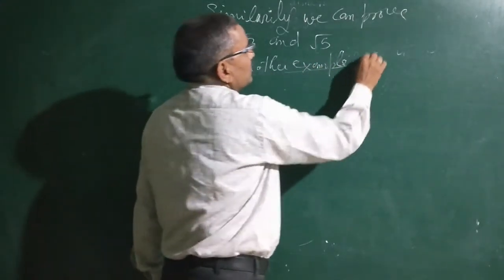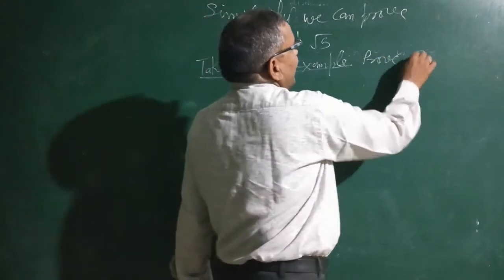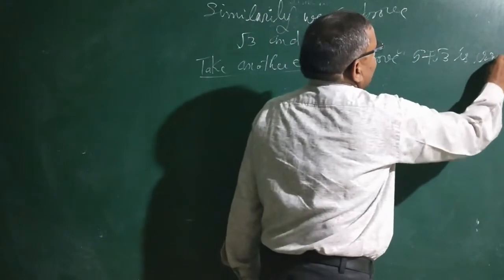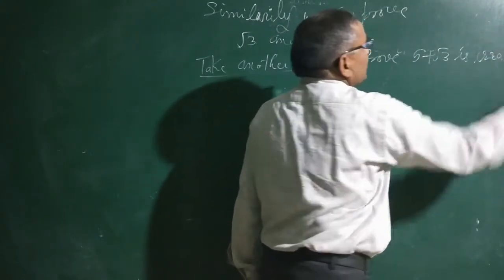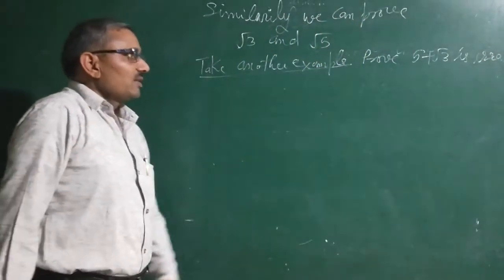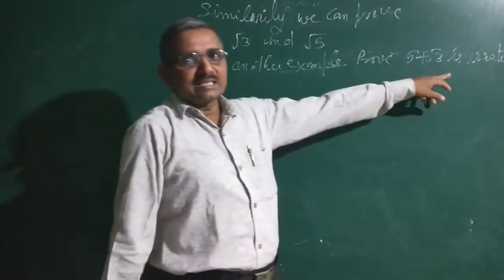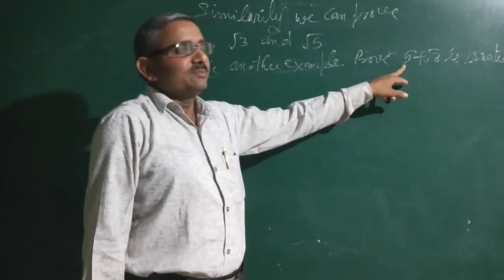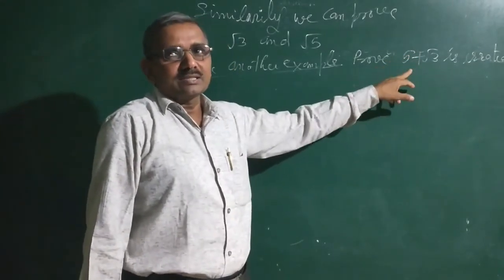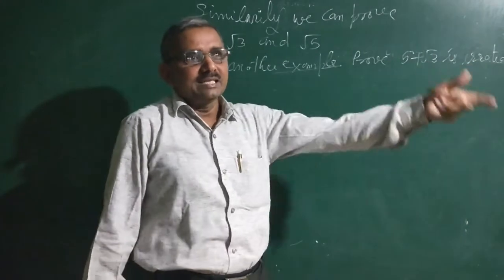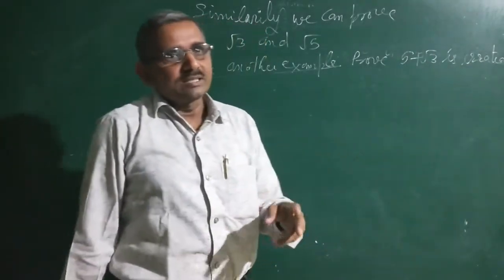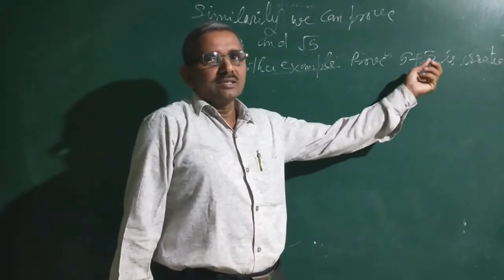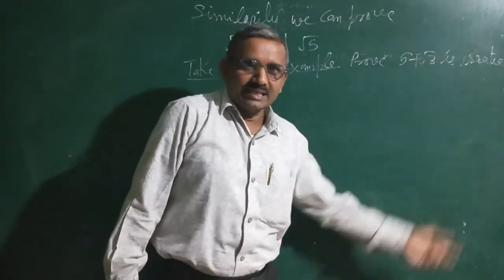Prove 5 plus root 3 is irrational. So first of all, we have to prove that root 3 is irrational, and then we add the rational number 5, and after that we know that the sum of rational and irrational is irrational. There are two ways, one by singular method, the other by using root 3 as irrational, and then we proceed.